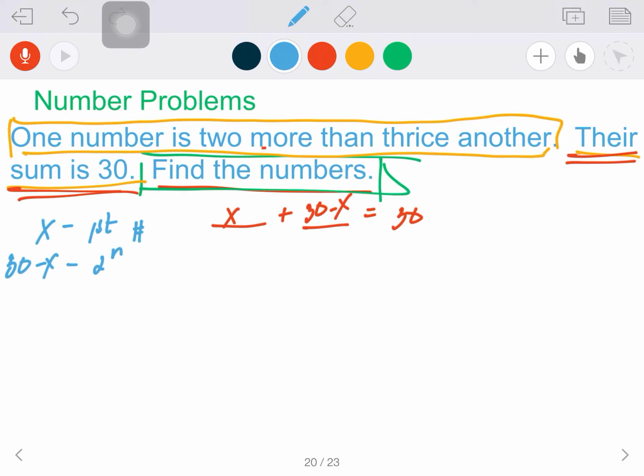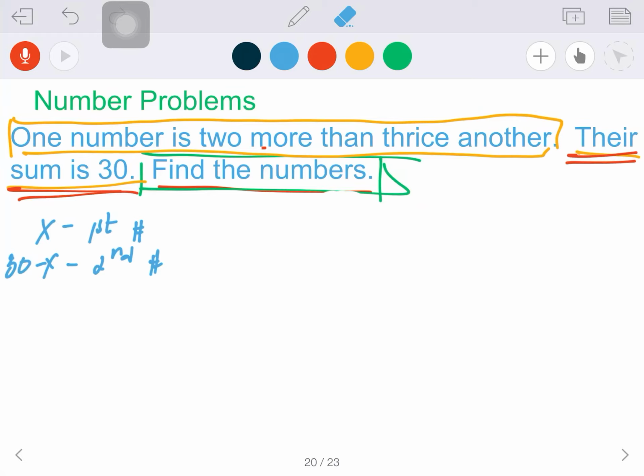That's the second number. You can pause the video or replay this to hear my explanation if you didn't get it. This part is very important, because if you misrepresent your variables or your unknowns in the problem, you'd most probably be looking for a wrong answer. Okay, so the representation part is done.